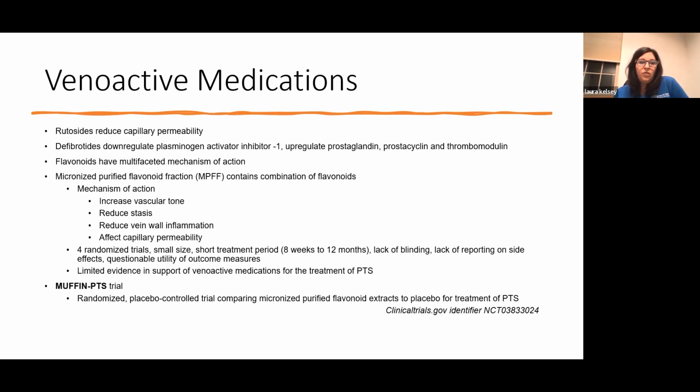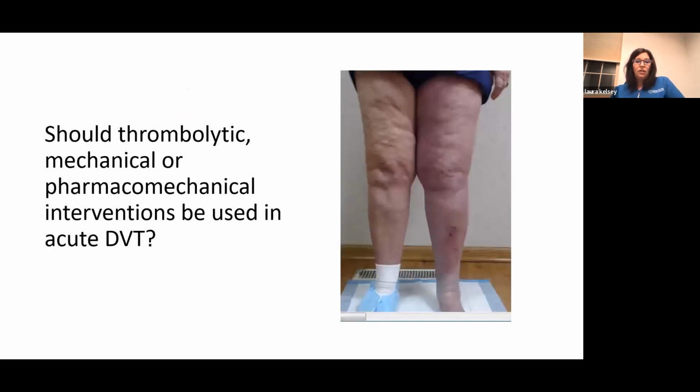Also, we talk about the flavonoids. There's thoughts that they increase vascular tone, reduce stasis, and reduce inflammation. There are multiple studies out there that make suggestions, but I don't think the power of evidence is strong enough for that to make its way into the current guidelines or recommendations. However, there is a MUFFINS post-thrombotic syndrome trial going on that is randomizing these patients to micropurified flavonoids to see how that affects post-thrombotic syndrome. So that is being evaluated.